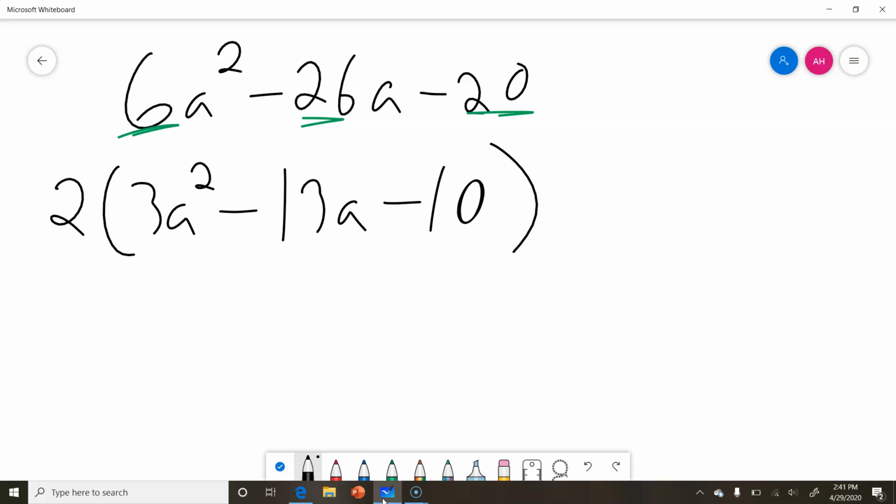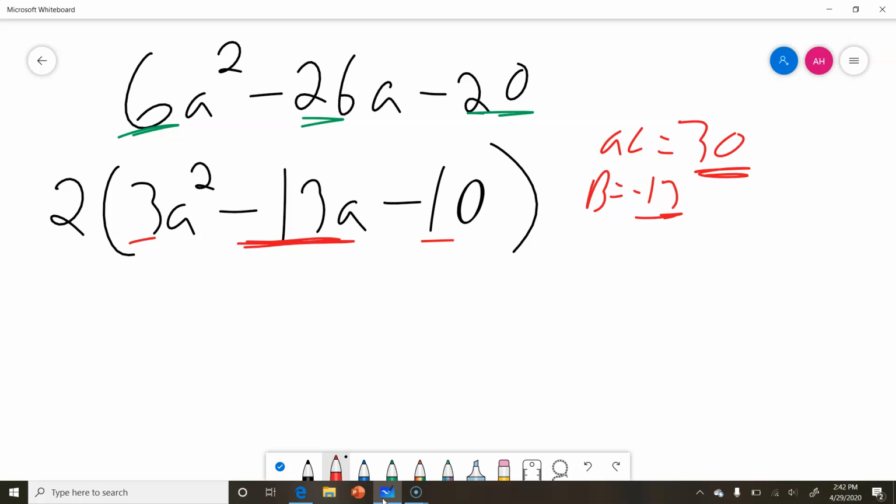Okay, now this is where I really need to use the grouping method. What is this 3 times the 10? Well, that's 30, so AC equals 30. Then I look at this middle term, which is negative 13, so I say B equals negative 13. So I need to know what times what is 30, but then that will give me a negative, sorry, this is a negative 30. That will give me a negative 13. So, okay, what times what is 30? Well, I got 5 times 6, and I have 3 times 10. Now, which one of these is going to give me a negative 13? Ooh, this guy right here, right? This 3 and this 10 has the opportunity for giving me what I need, right?